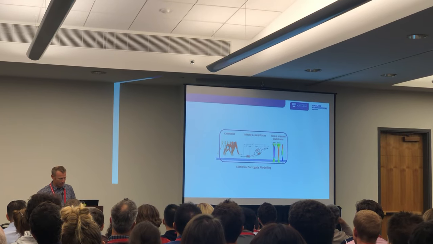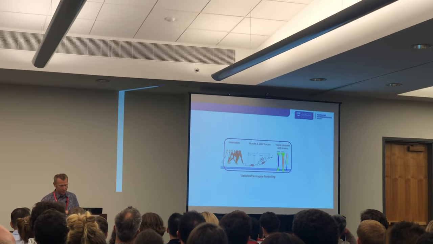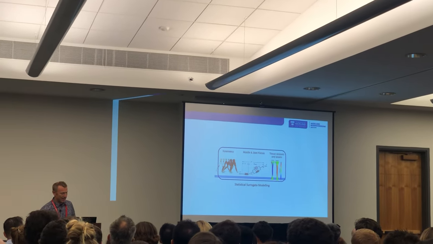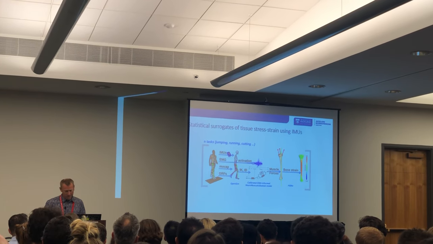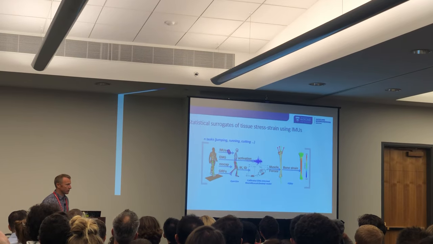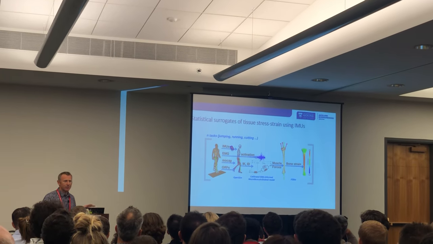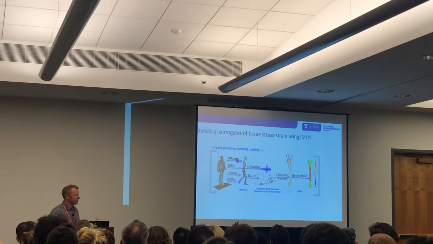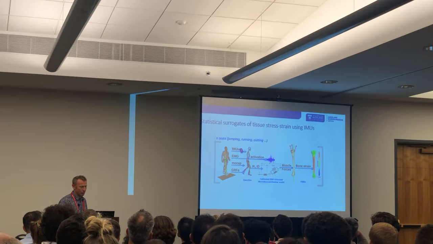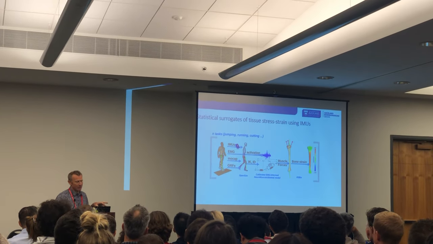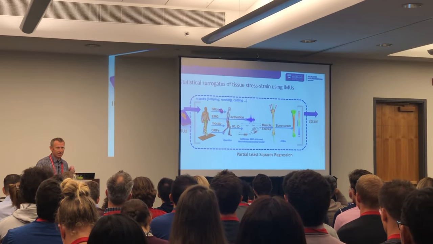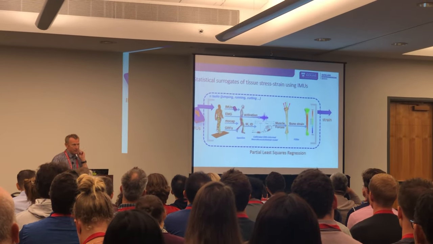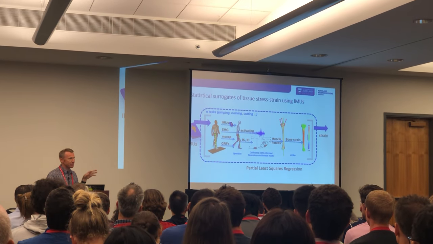The next type of modeling I want to cover is statistical surrogate. This is where we might have a more complicated model, and as I presented yesterday, we can do our traditional motion capture, measure EMG, have EMG-driven models to estimate muscle forces, impose that onto a finite element model and get bone strain, and then wrap this whole thing up as a statistical surrogate. And this is something you might do on an individual basis.